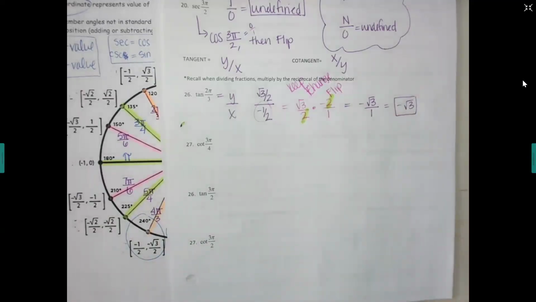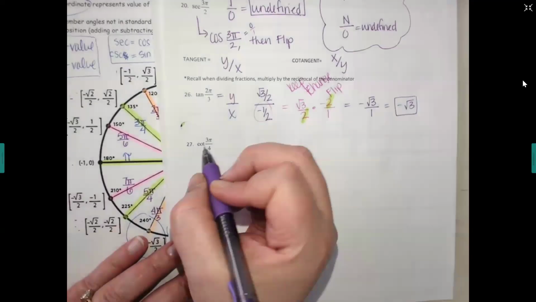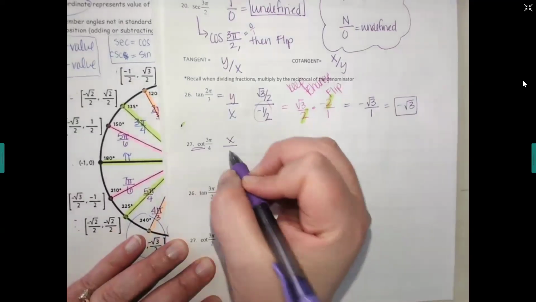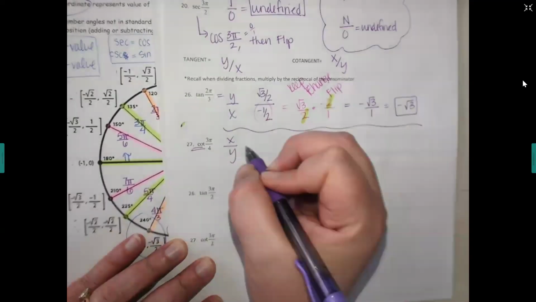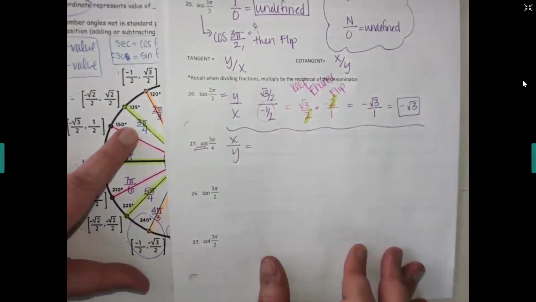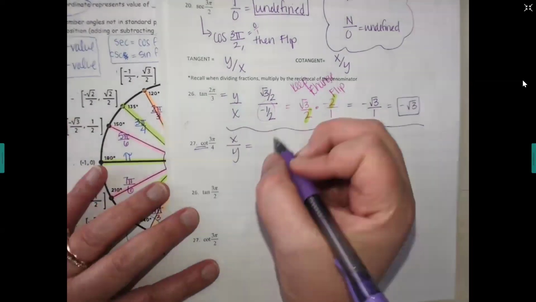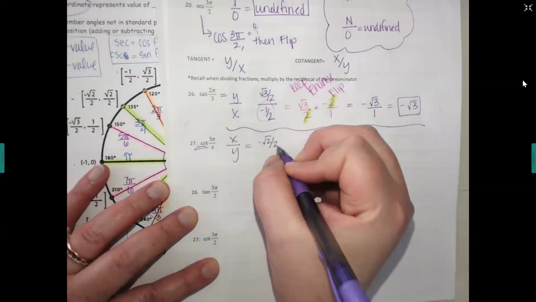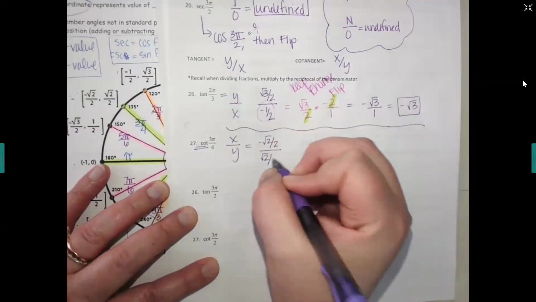All right, let's do 27. Okay, look at 27. 3π/4. We're doing cotan. Is it y over x or x over y? Cotan is x over y. Very good. Okay, find 3π/4 on your circle. Okay, it's right here. My x is a -√2/2, divided by my y is a +√2/2.